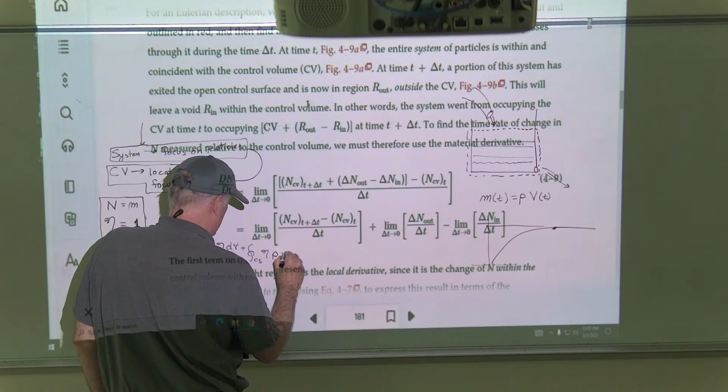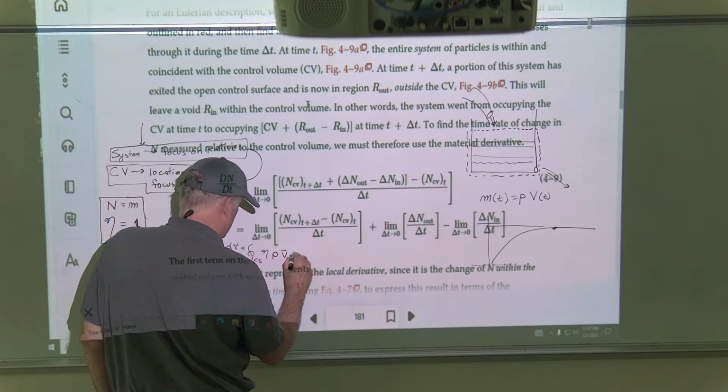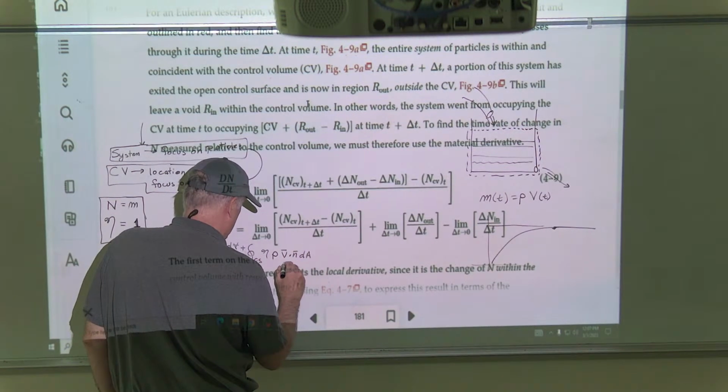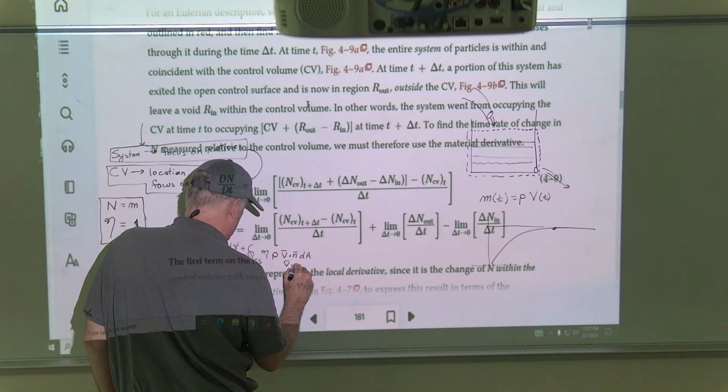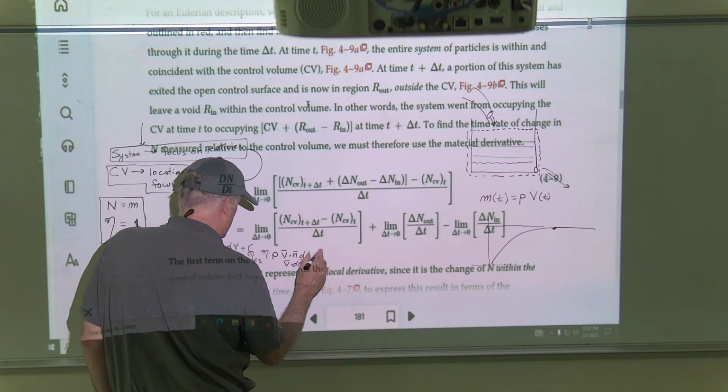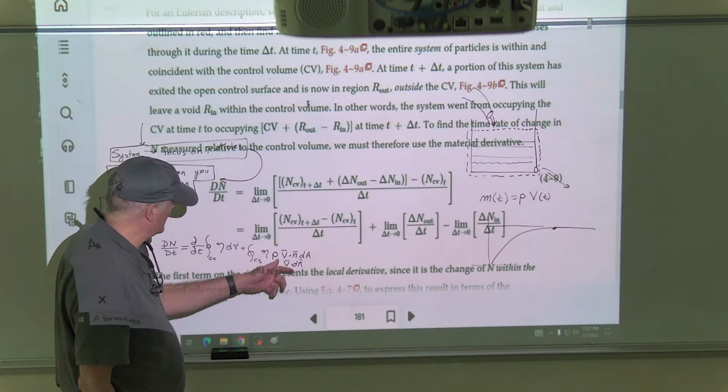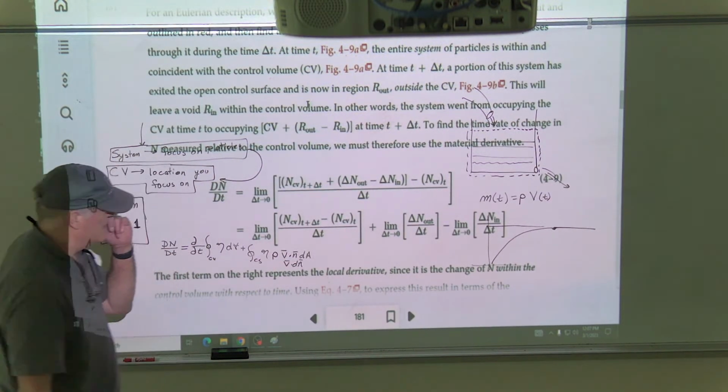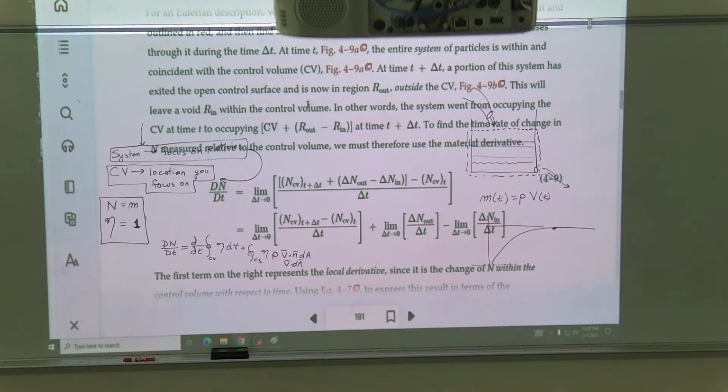And depending on it, he may have v dot n dA, or he may have v dot dA, where A is the vector. This is the part where I'll have to scroll forward and see which notation he uses. So let me scroll forward. We'll look at those.